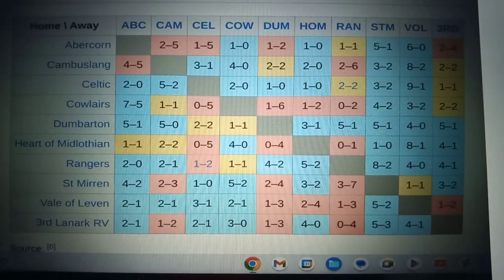So as we can see, we've got a table of all the results. The biggest win of the season was Celtic's 9-1 win over Vale of Leven at Celtic. The aggregate was a 12-goal thriller between Cowlairs and Abercorn, of which Cowlairs won 7-5.